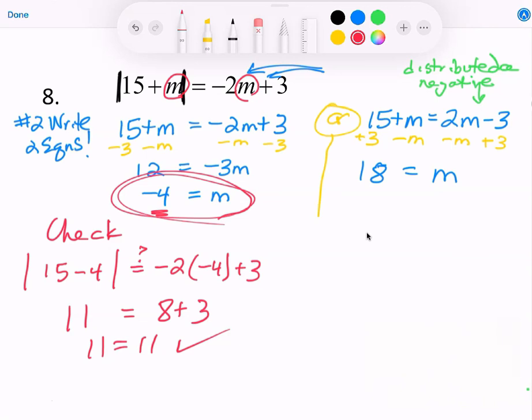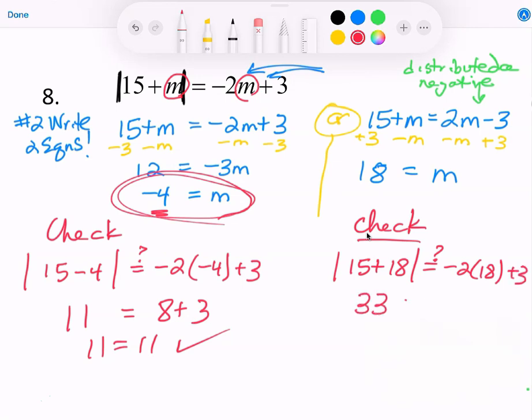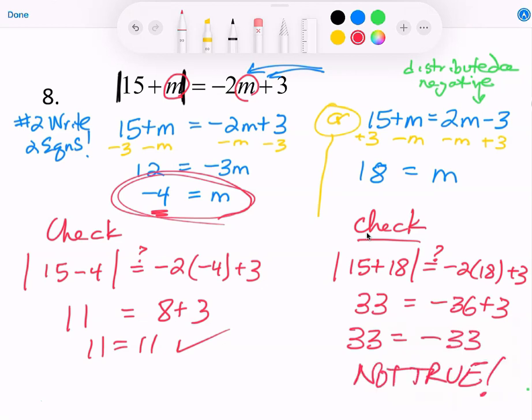And then I'll do the check on the other side. Check. Put in an 18. Absolute value of 15 plus 18. Does that equal negative 2 times 18 plus 3? So on the left side it would be positive 33. And on the right side I get negative 36 plus 3. Does 33 equal negative 33? That is not true. So that means this 18 is extraneous. So I'm not going to circle that 18.